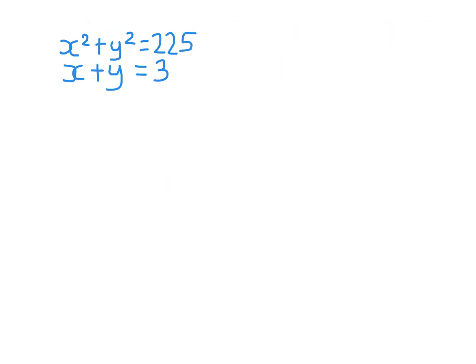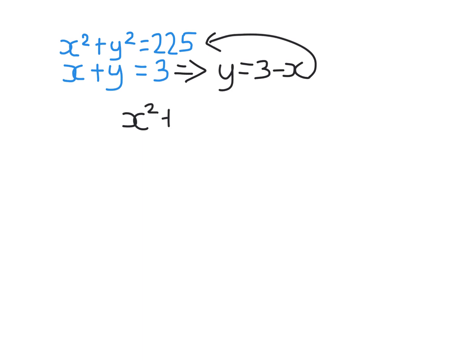So let's solve this system of simultaneous equations here. We are going to do very similarly to how we did on the first slide. We can rearrange this second equation and make it y equals 3 minus x. So now that I've made one variable in terms of the other, I can substitute that into the other equation. So the first equation tells me that x squared plus y squared, so now I'm replacing y with 3 minus x, equals 225. Now I have one equation with one variable.